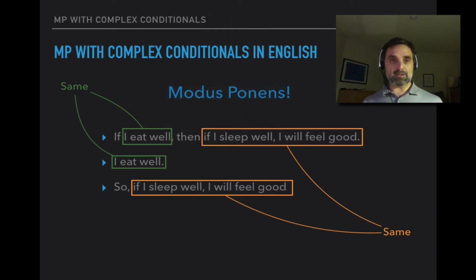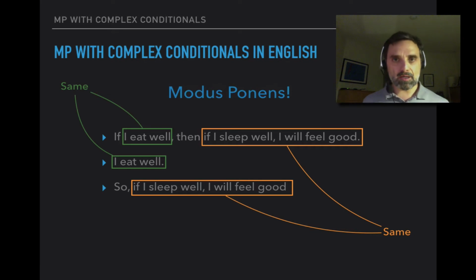Here it is. If I eat well, then if I sleep well, I will feel good. I eat well. Well, that's the antecedent. So I have a conditional and its antecedent. And I can write down as the conclusion its consequent, which is if I sleep well, I will feel good. So this is an example of modus ponens with a complex conditional. The antecedent is an atomic sentence. Good. There I have the conditional, and I get to write down the complex sentence, which is the consequent of the premise, as my conclusion.